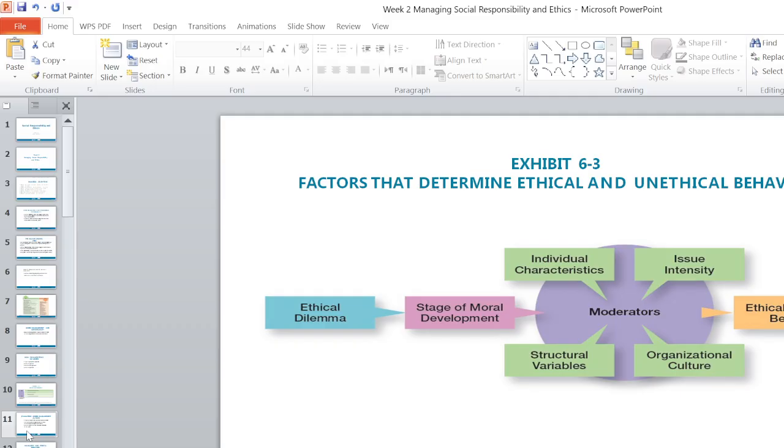Individual characteristics, let's say who's involved and what are the characteristics of these individuals; issue intensity, whether it's a very serious issue affecting a lot of people or whether it's a simple issue; the organizational culture, whether the company that you're working at supports these kinds of behaviors or not; and then the structural variables that will affect your decision along the way, whether you know this person or not, whether it's going to affect your position at the company or not. All these together determine whether a behavior is ethical or unethical. And then you will make your decision within the ethical dilemma accordingly.